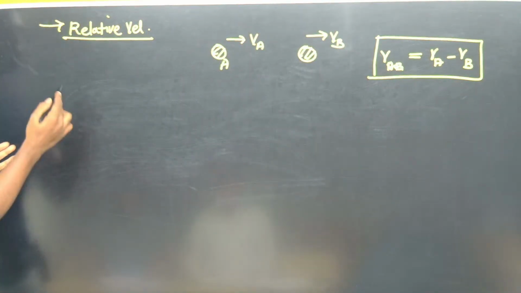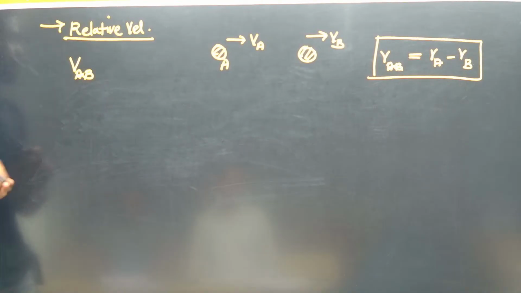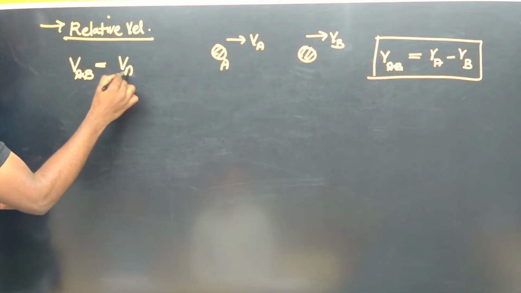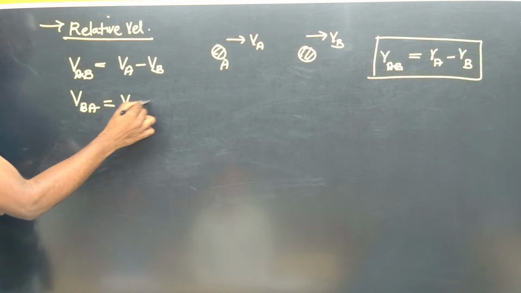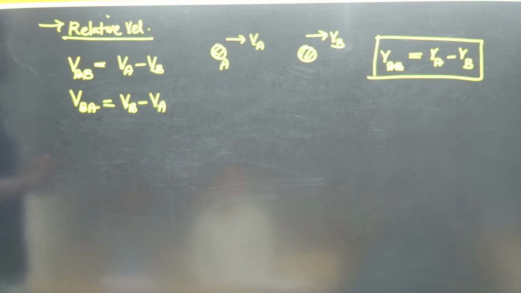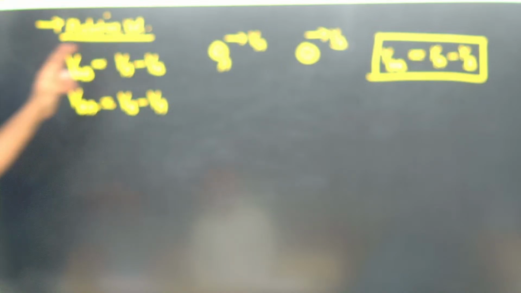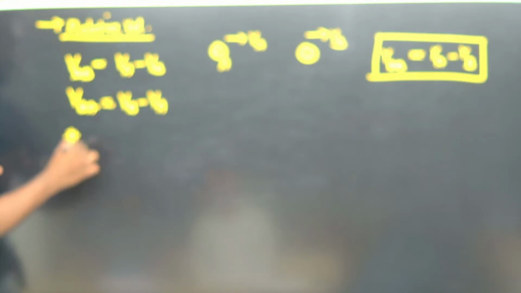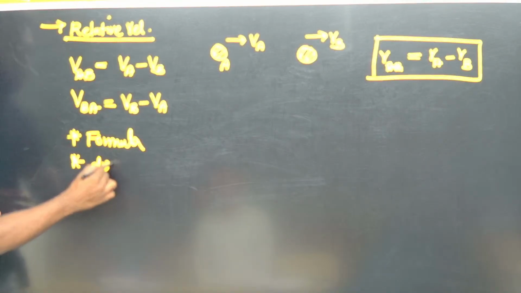If they are asking the velocity of A with respect to B, it is nothing but velocity of A minus velocity of B, whereas the velocity of B with respect to A is nothing but velocity of B minus velocity of A. Whenever we are dealing with relative velocity, we should remember first the formula, and second the direction of the velocity, acceleration or displacement, anything. So direction is important.